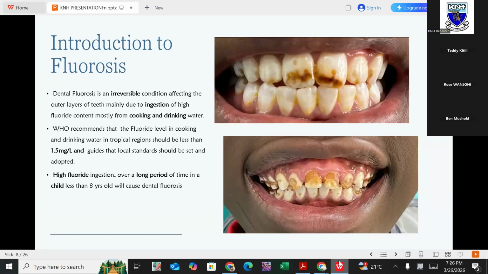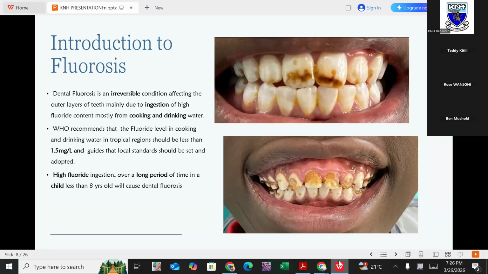So WHO recommends that fluoride levels should be less than 1.5 milligrams per liter. And the guideline says that for us who are in the tropical region, having in mind that we are in hot places, we tend to take water often. So we might end up having higher intake of fluoride if our water has high fluoride, and higher concentrations of fluoride at the end of the day. We should set our local standards and adopt them.